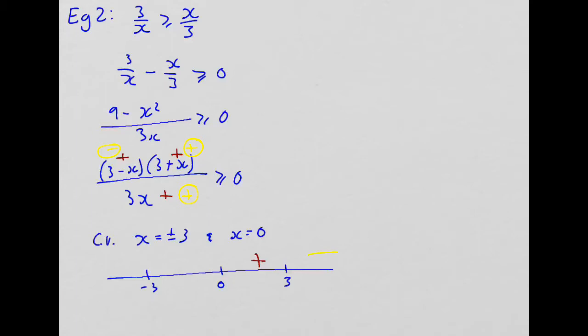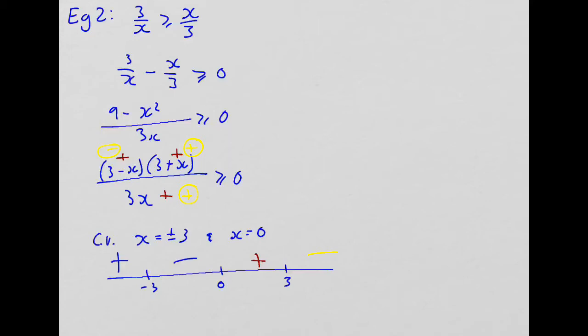And you can test the rest of them, but for now they will alternate. So this will be negative and that will be positive. They won't always alternate. There will be an exception in an example to come, which I'll show you. But otherwise, they will alternate other than that exception.